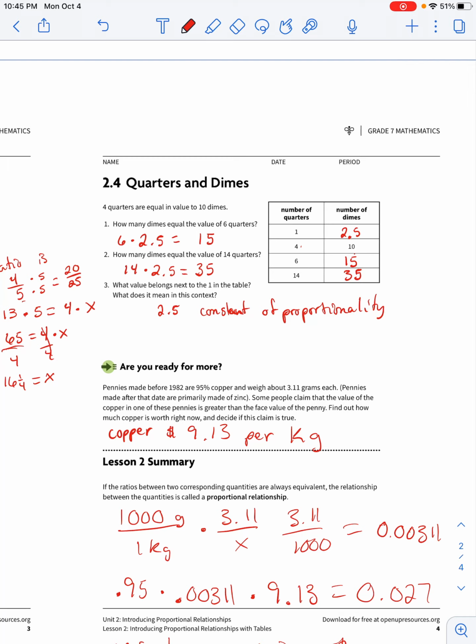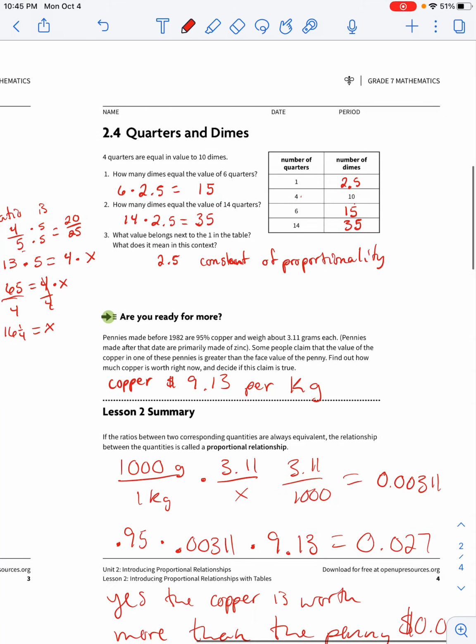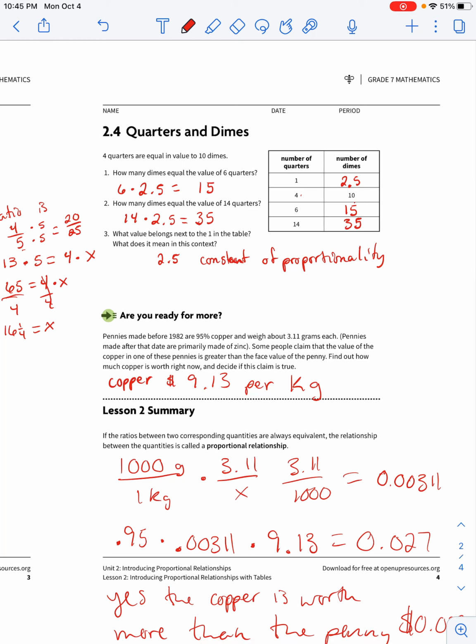Okay, are you ready for more? You can look through it to see if you can follow the work. If you have any questions, feel free to ask. But right now, when I looked up the price of copper, it is $9.13 per kilogram. So you can go through the steps to find, if there's 3.11 grams of copper in a penny, what that is worth.